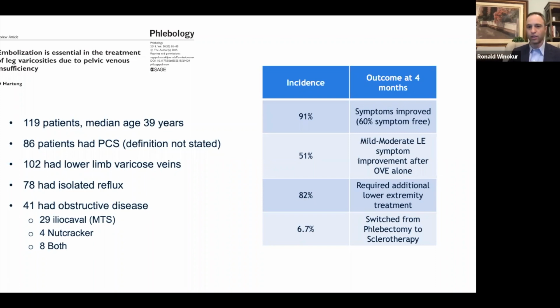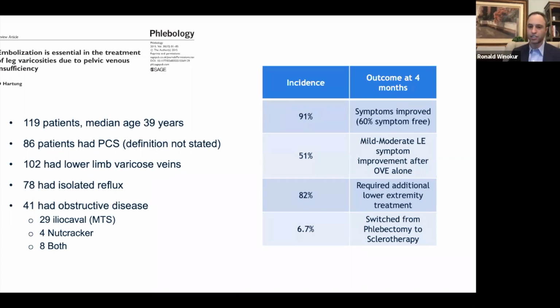And if we look at the incidence and outcomes, if they treated the pelvic veins first, so they did ovarian vein embolization, then looked at outcomes. 91% had improvement in symptoms. 51% had mild to moderate lower extremity symptom improvement, meaning half of them had improvement in their lower extremity symptoms.